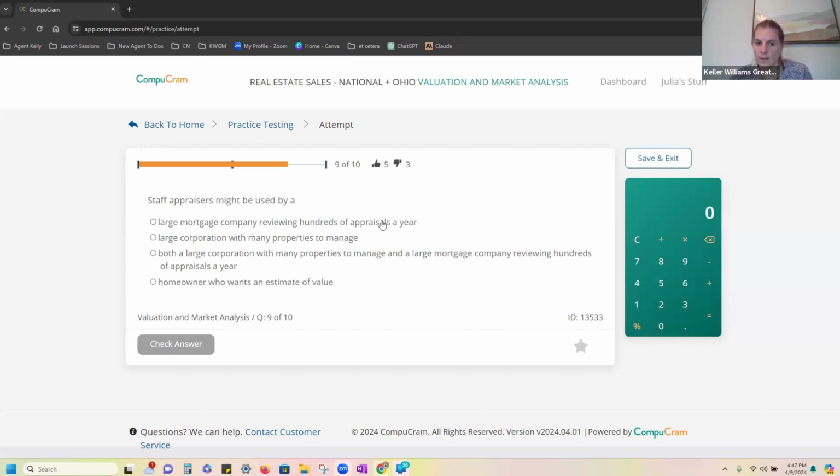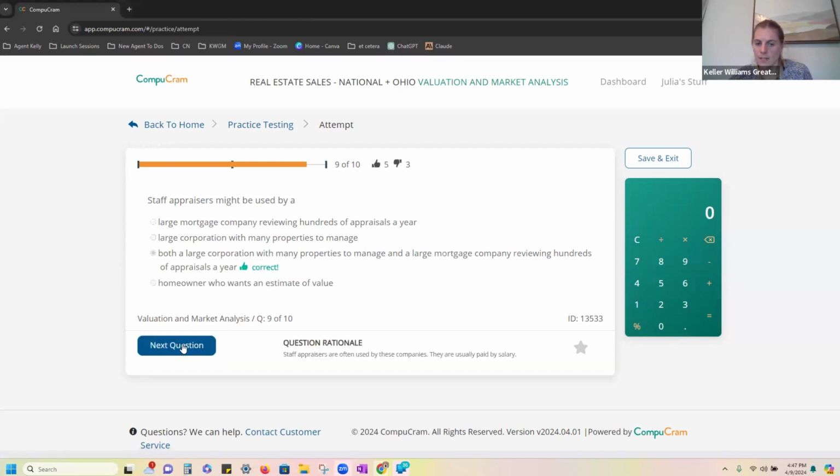Right. And so we have A. All right. Let's see. Okay. Yeah. C is correct. Staff appraisers are often used by these companies. They're usually paid salary. Cool.